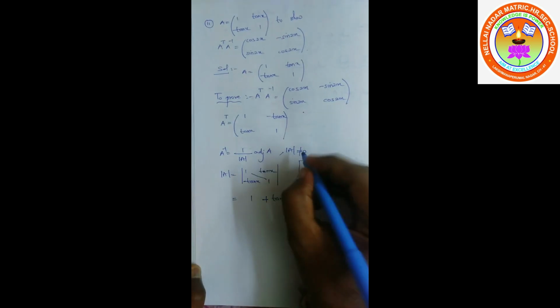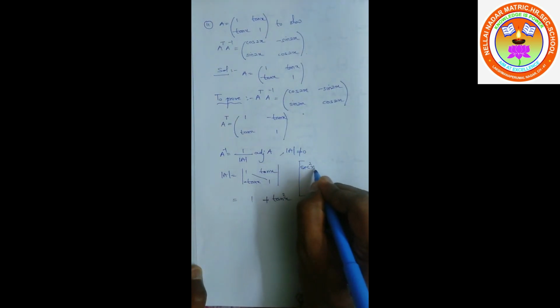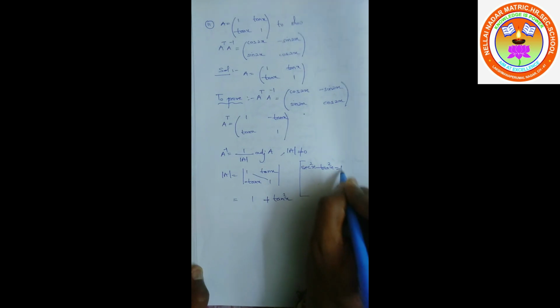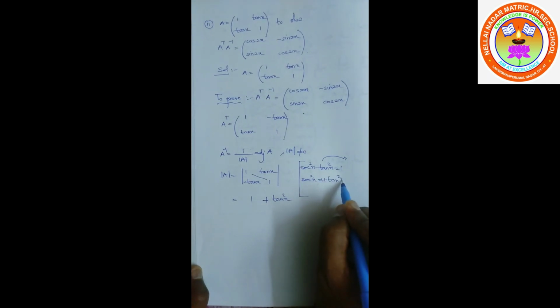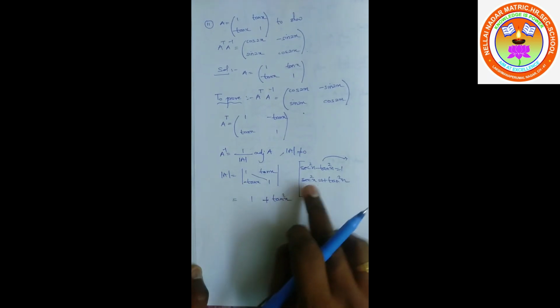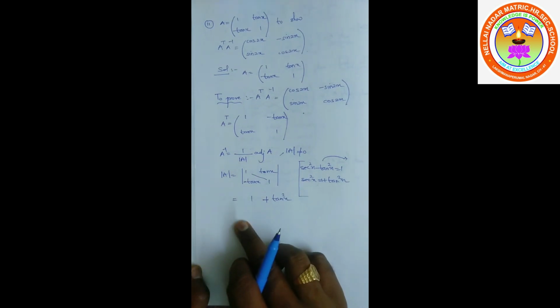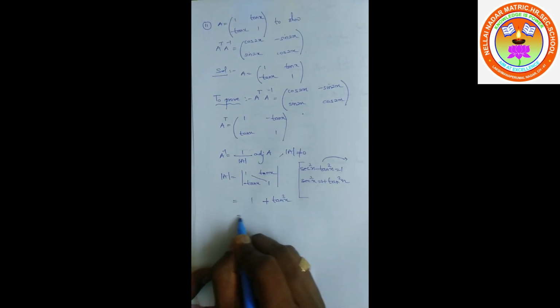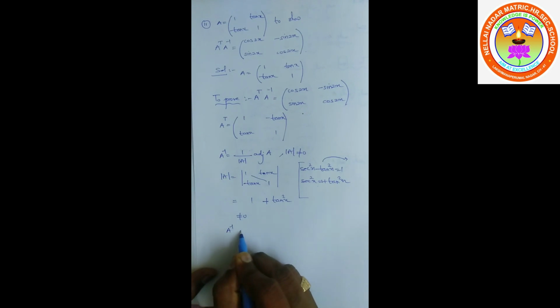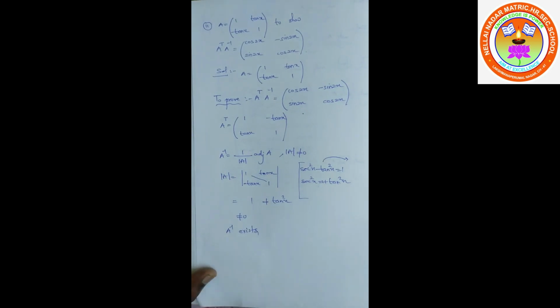We know the formula: secant square x minus tan square x is equal to 1. Minus tan square x comes this side, which gives us secant square x is equal to 1 plus tan square x. So 1 plus tan square x is nothing but secant square x. I can apply secant square x and proceed with the sum, but I am not going to do this sum in this model. I am going to try a different model. So leave the value of 1 plus tan square x as it is, which is not equal to 0. A inverse exists.